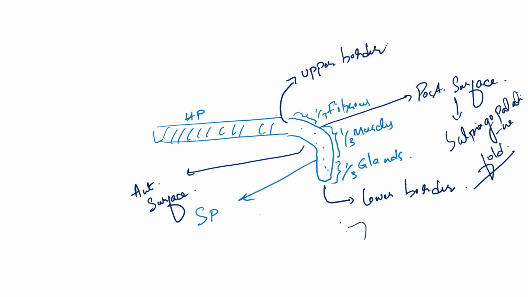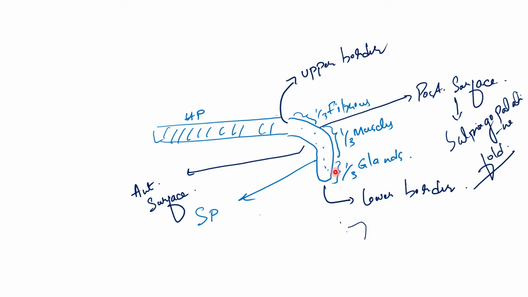Moving on to the upper border. The upper border of the soft palate is in contact with the posterior free margin of the hard palate. It begins as a continuation from the posterior free margin and is attached to the posterior margin of the hard palate along the palatine crest, whereas the lower border of the soft palate is free, making up the uvula.